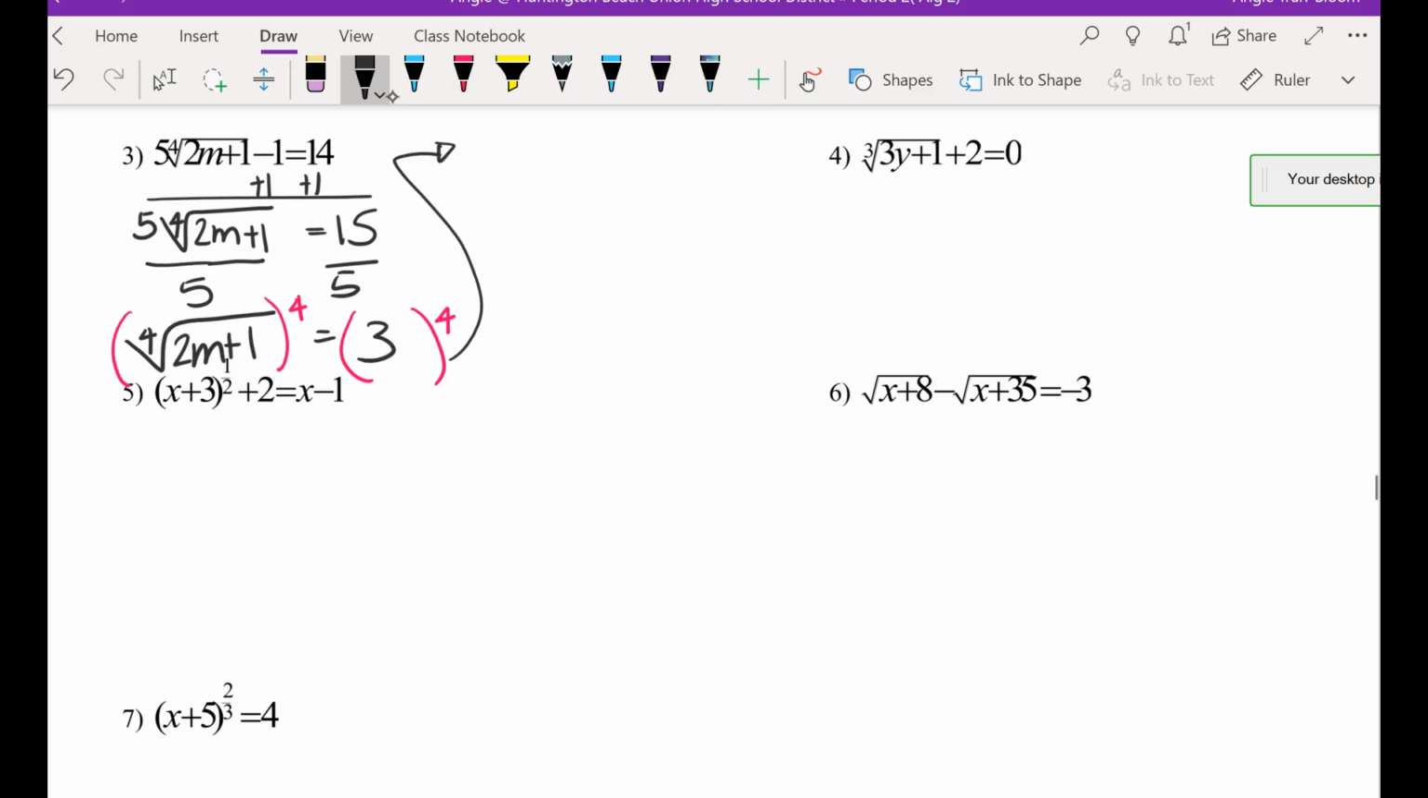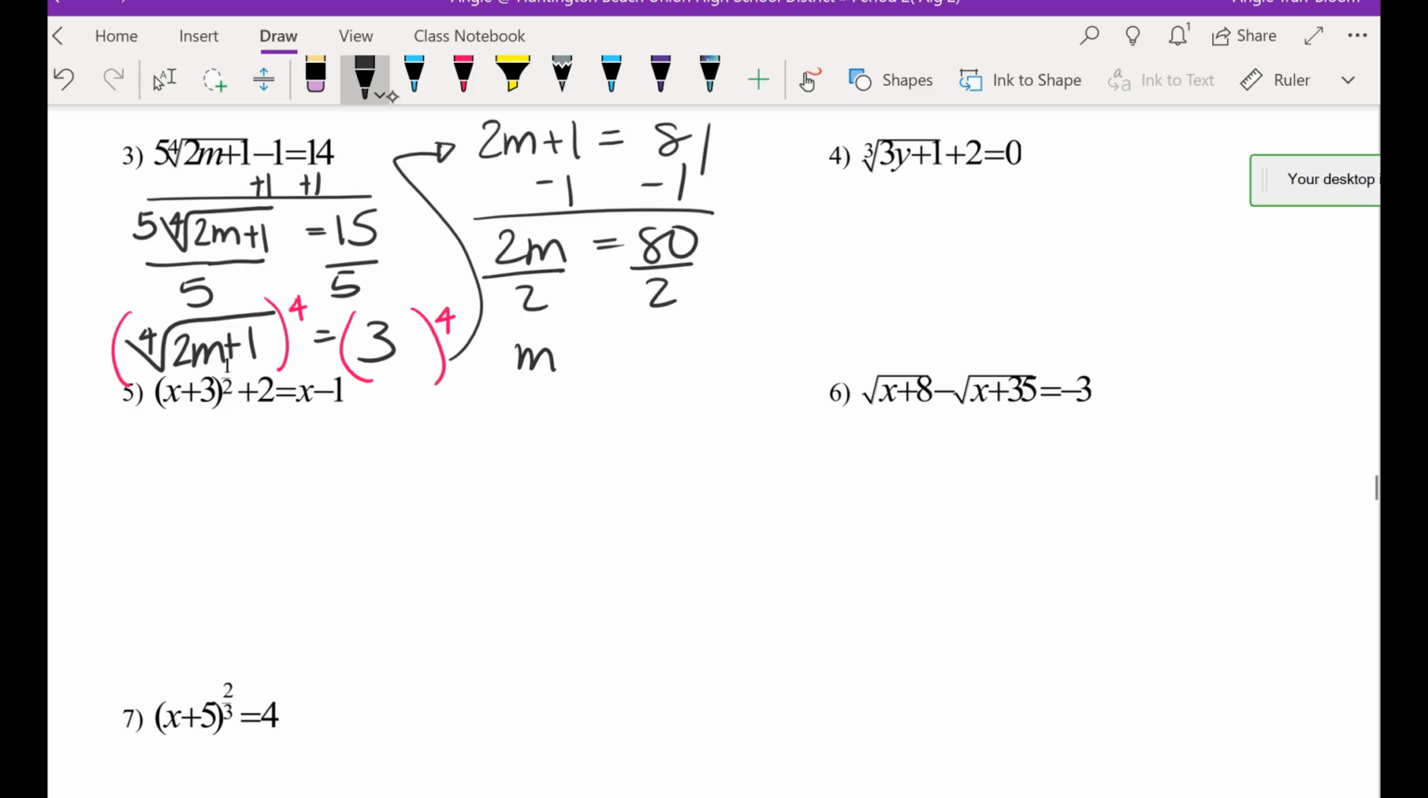On the left-hand side, what do we have left, Emma P? That's okay. 2m plus 1 equals 81. Perfect. Then what do you want to do next, Delaney, to solve for m? Subtract 1 from both sides. So 2m equals 80. Divide both sides by 2. Kennedy, 80 divided by 2 is?